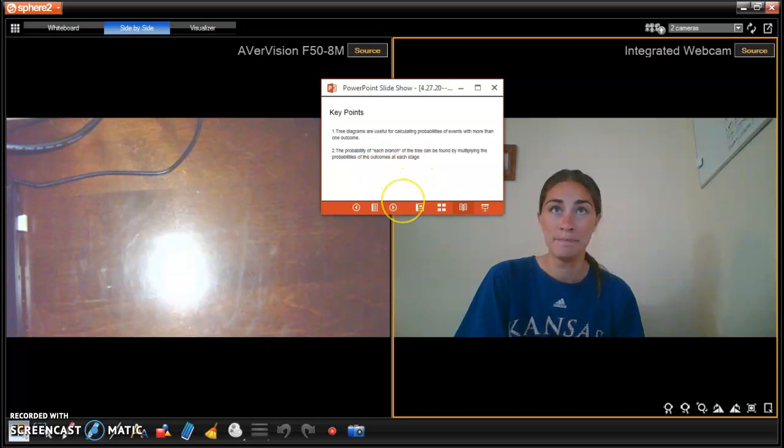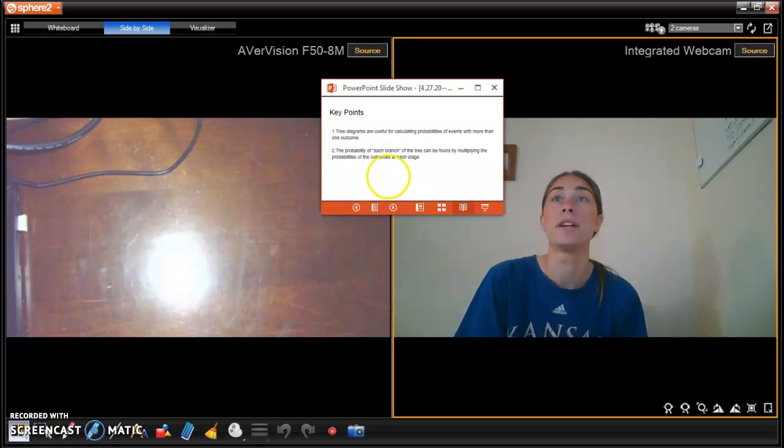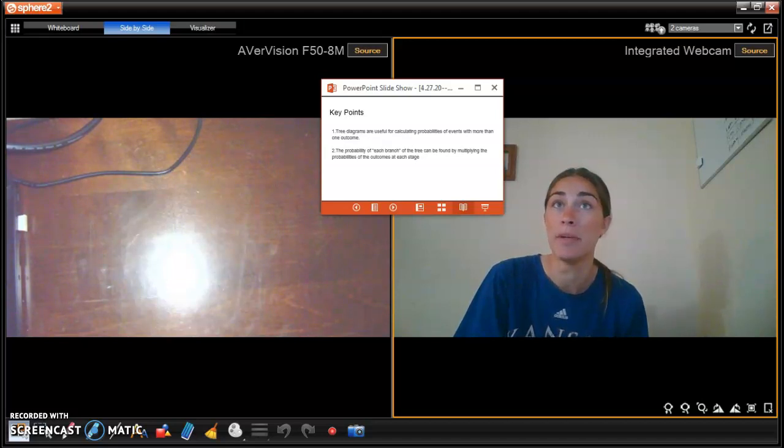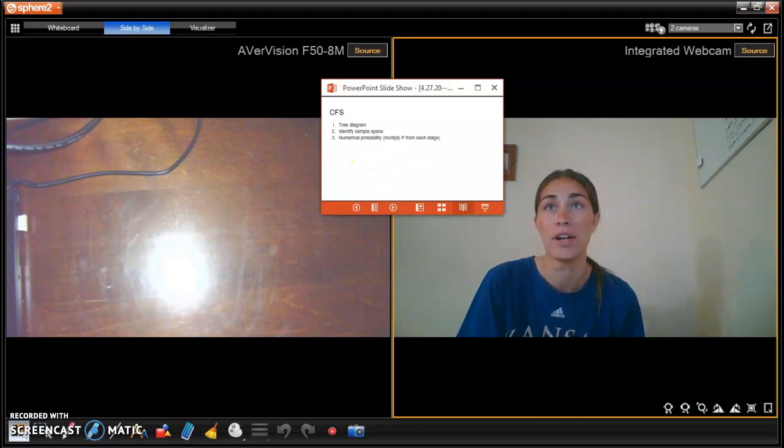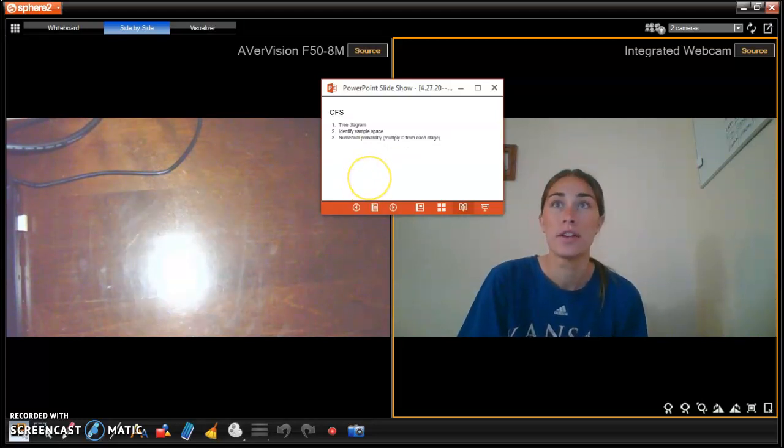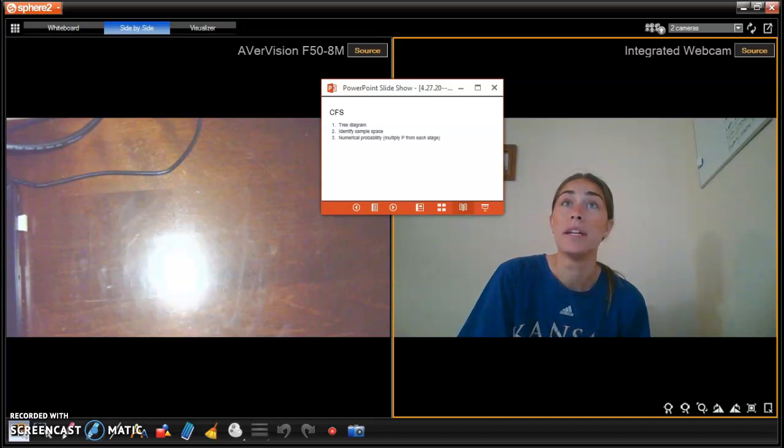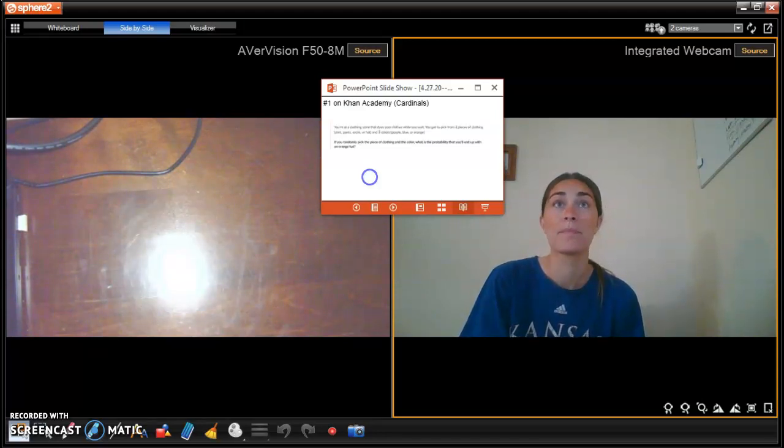Key points, these are the same from your assignment on Monday. Tree diagrams are used for calculating probabilities of events with more than one outcome, and the probability of each branch can be found by multiplying the probabilities of the outcome at each stage. We're going to work with that second key point today, and again tomorrow before you start your exit ticket. Okay, the criteria for success is that you have a tree diagram, you have identified the sample space, and that you have your numerical probability written on your paper.